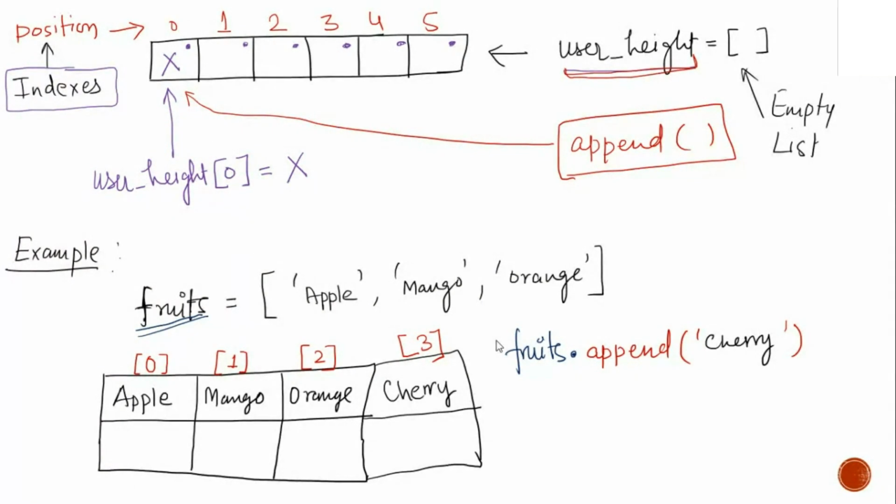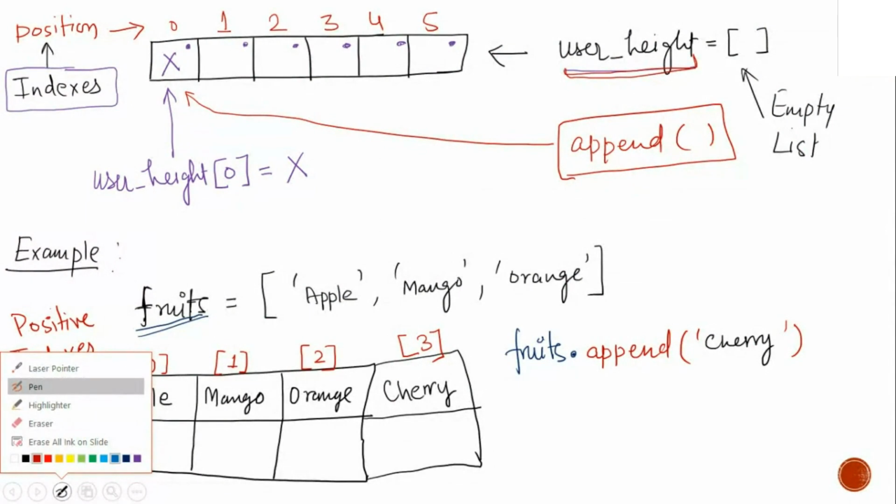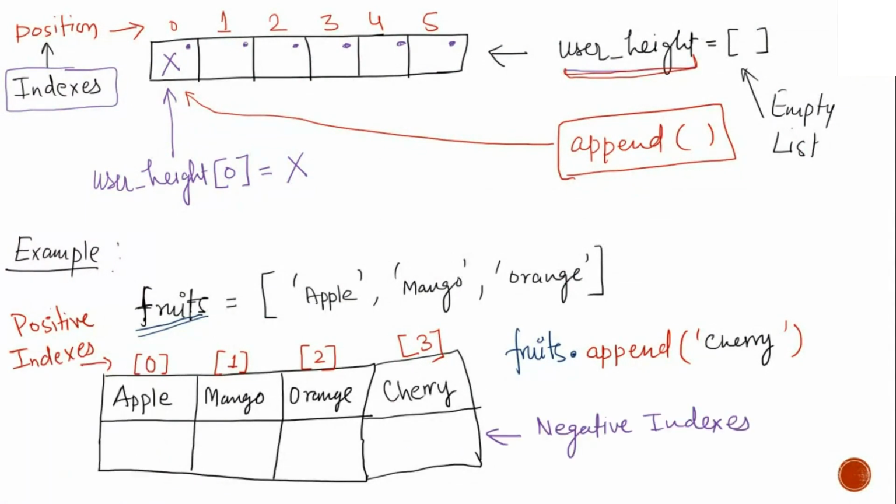And the second thing is that this was the indexing we have used, and this indexing is also known as positive indexing. We can also go for negative indexing. When we are moving from left to right, you can see apple was at the left and then cherry was on the rightmost part. So from apple to mango we are moving from left to right, and mango to orange, again left to right, then orange to cherry, again left to right. If we want to move in the opposite direction, that means we have to move from right to left.